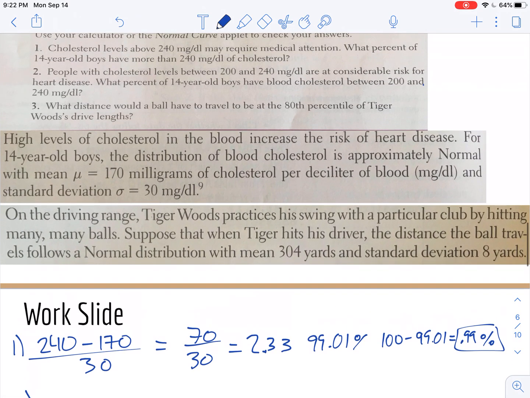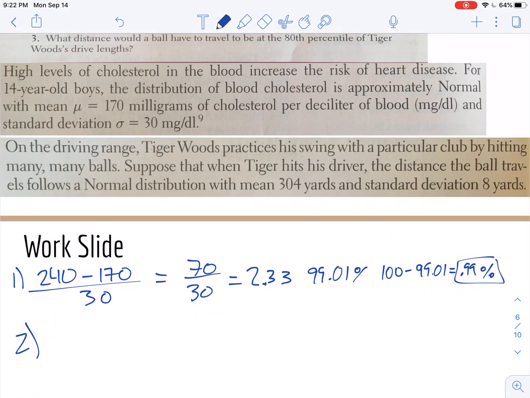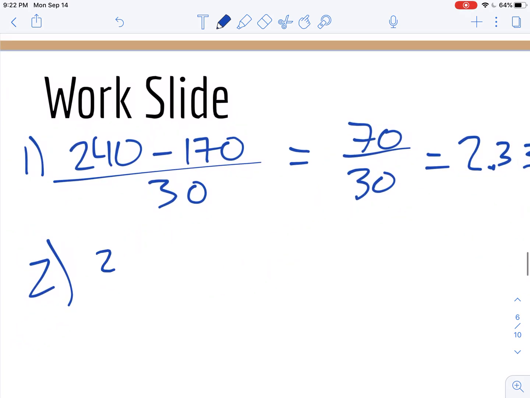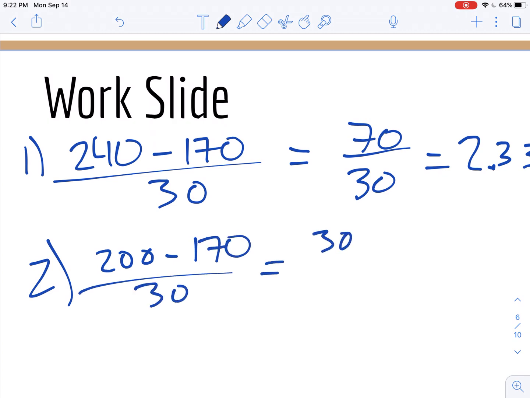Our second one: people with cholesterol levels between 200 and 240 are at considerable risk for heart disease. What percent of 14-year-old boys have a blood cholesterol between these? Well, I've already found my proportion for 240. My proportion for 240 is 0.99. I do need my proportion for 200 though. So 200 minus 170 over 30 is equal to 30 over 30, which is 1 for my z-score.